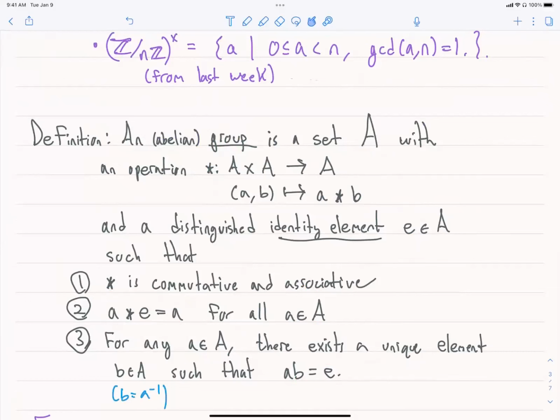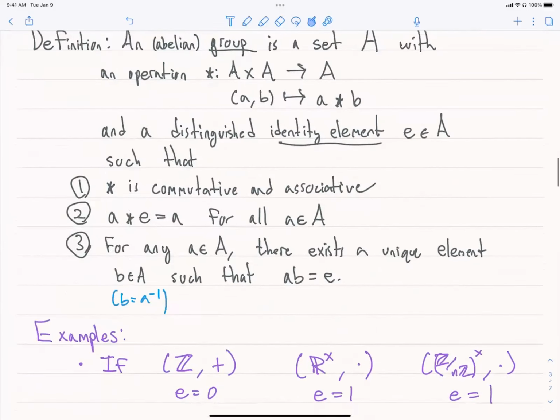Okay, so examples. This looks like some subset of the structure we already considered, the structure of a ring. And really that is the case. For example, if I take the integers and my operation star is just addition, and I take the identity element to be 0, that gives me a group.